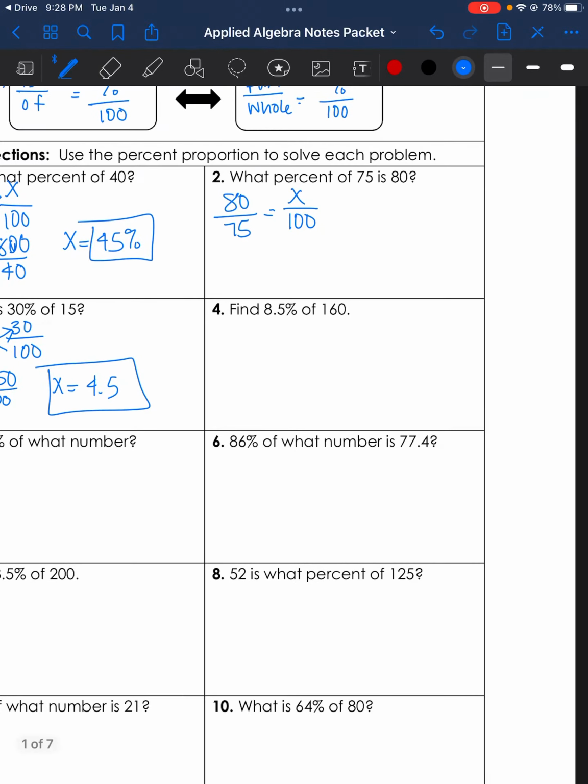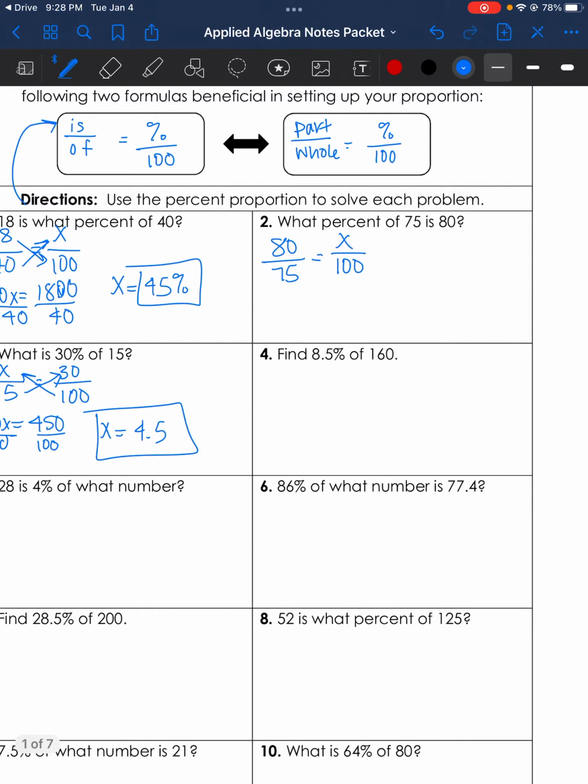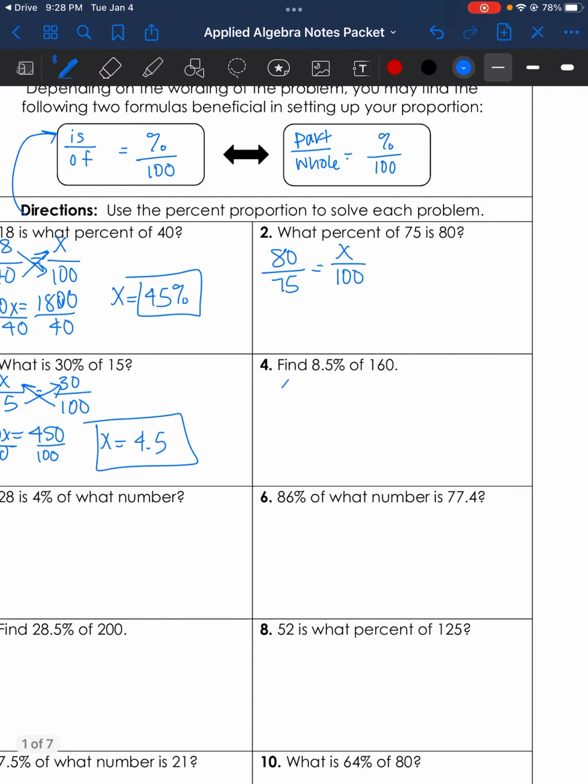Okay. Find 8.5% of 160. So we don't know what the "is" is, but we do know that the "of" is 160, and 8.5 is the percent over 100 as always.